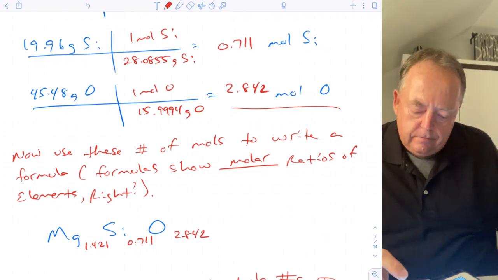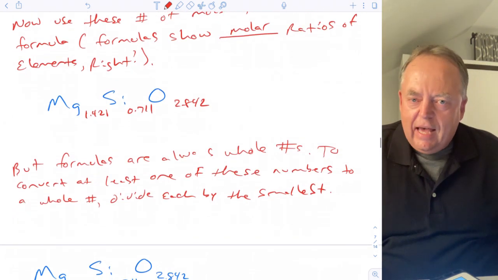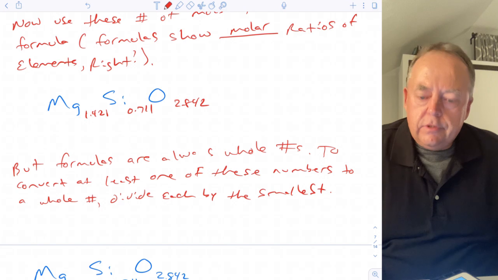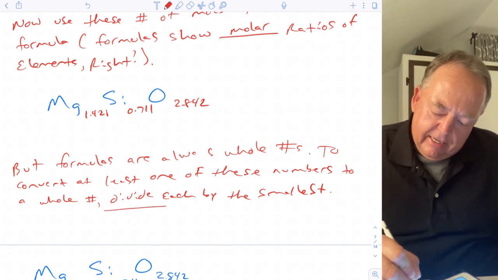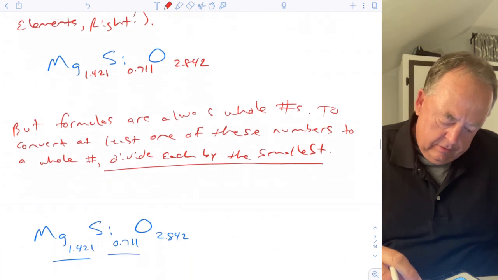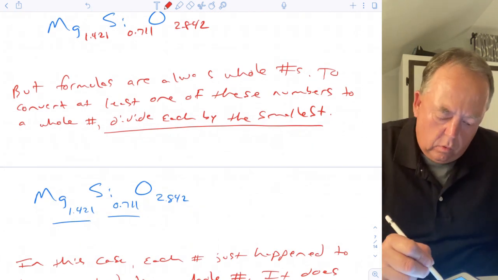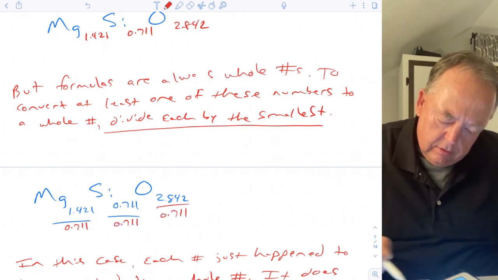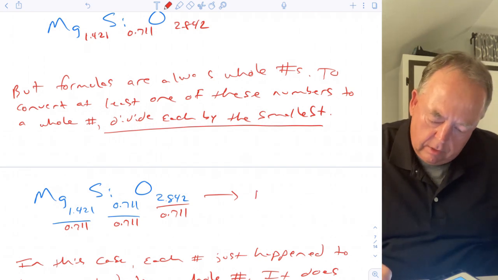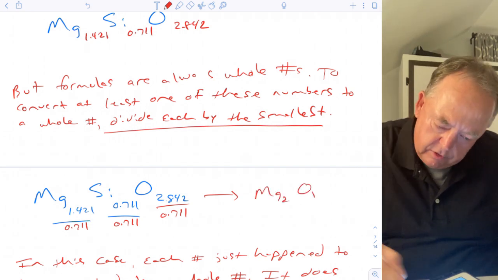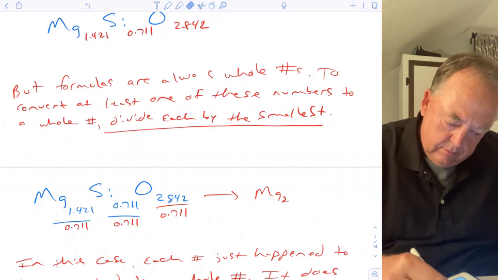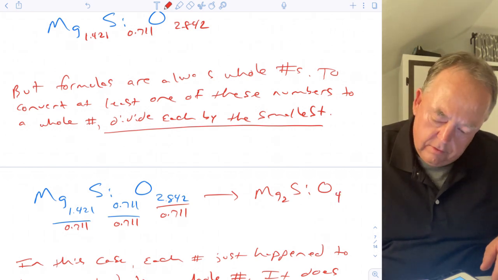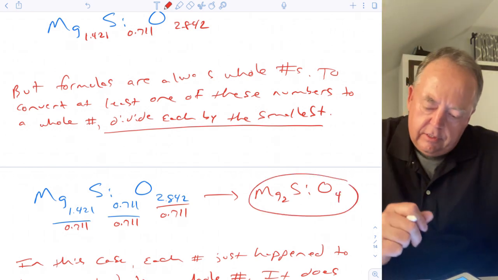There's a formula. Now, of course, formulas always have whole numbers instead. So what we need to do is convert these numbers to whole numbers. How do you do that? You're going to divide each of these numbers by the smallest number. 0.711 is the smallest, so we'll divide each of these by the smallest. And when you do that, this comes out to be Mg2, silicon first, Si1, and O4. There's your formula. That's an empirical formula.